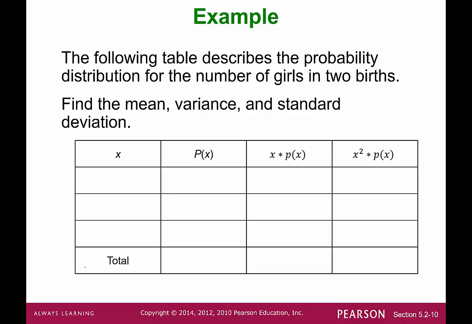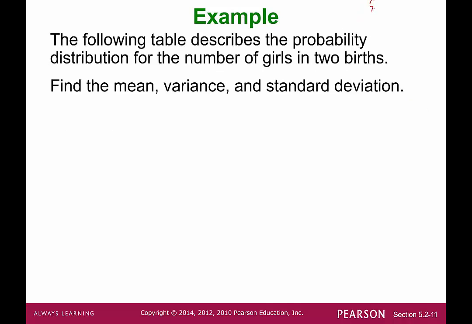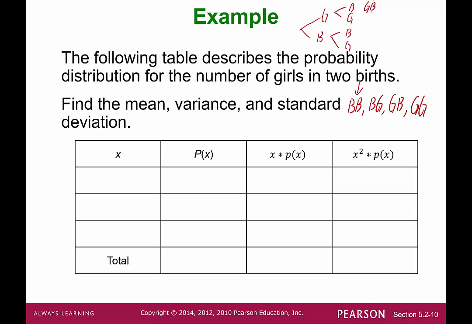The following table describes the probability distribution for the number of girls in 2 births. Meaning, all the possible outcomes for 2 births could be boy-boy, boy-girl, girl-boy, girl-girl. You can easily construct a tree diagram to find out all these possible outcomes, right? Following the tree diagram, you get girl-boy, girl-girl, boy-boy, and boy-girl. Okay, and that exactly matches these outcomes.